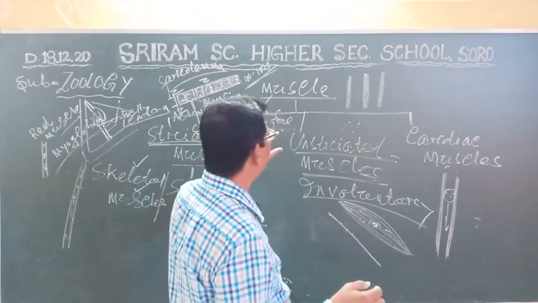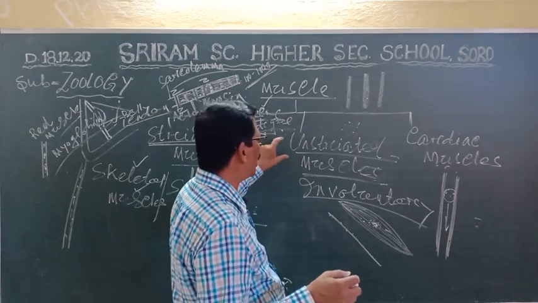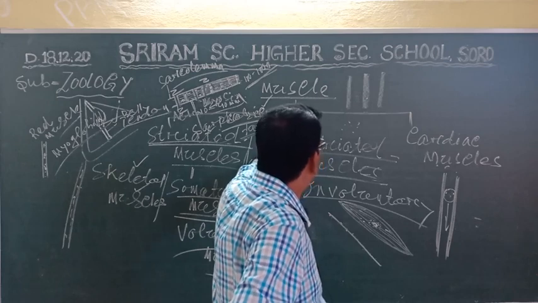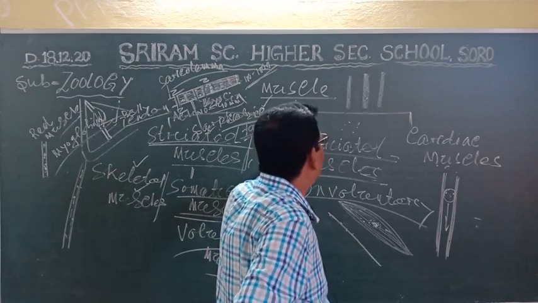So these are present on the wall of the tubular structure of the internal viscera.